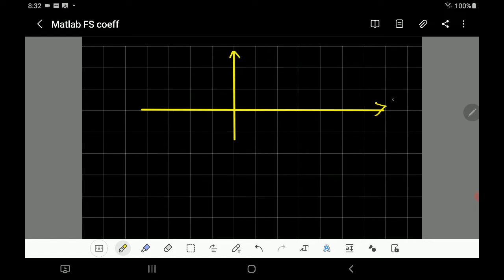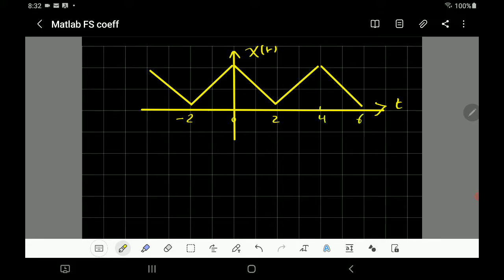Now let's say that we have a function x of t and it looks like a triangular signal. This is actually one of your homework assignments that you are supposed to do by hand, not by MATLAB. I'm going to do it by MATLAB, and you can use this method to check whether your answer is right or wrong. Believe me, you can do it. Let's say the axis marks are minus 2, 0, 2, 4, 6, and it's required to find the Fourier series coefficients, like A0, AK, BK.